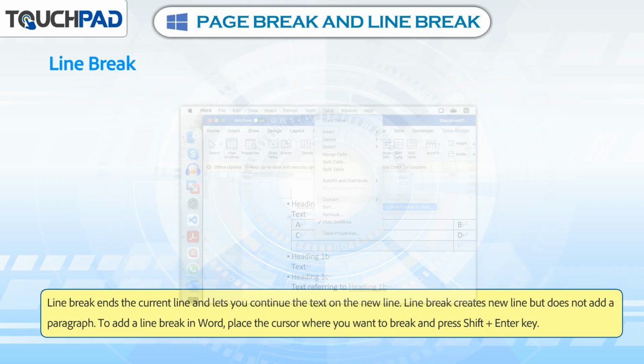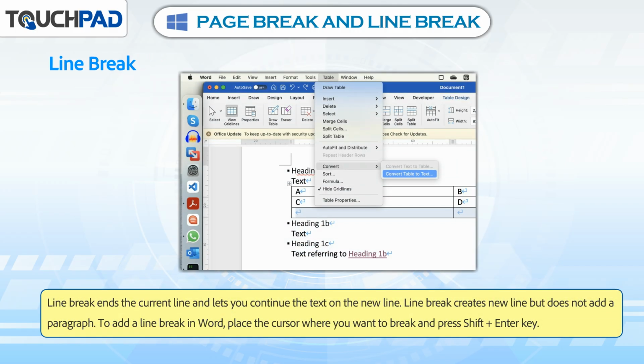Line break. A line break ends the current line and lets you continue the text on a new line. A line break creates a new line but does not add a paragraph. To add a line break in Word, place the cursor where you want to break and press the Shift plus Enter key.